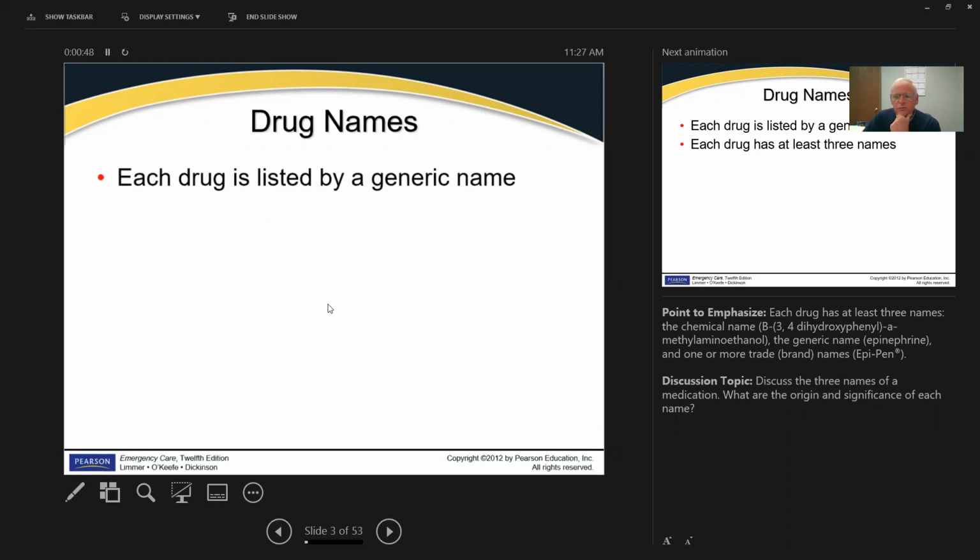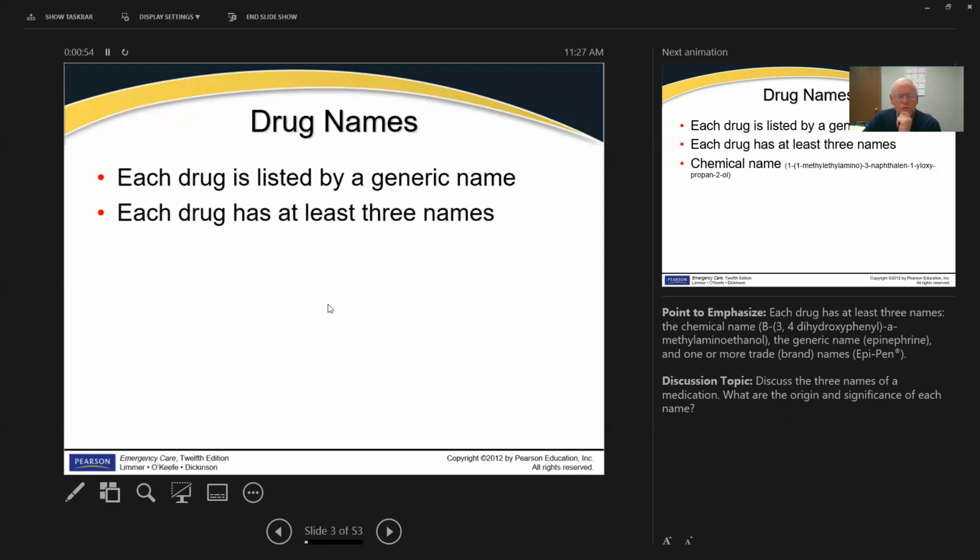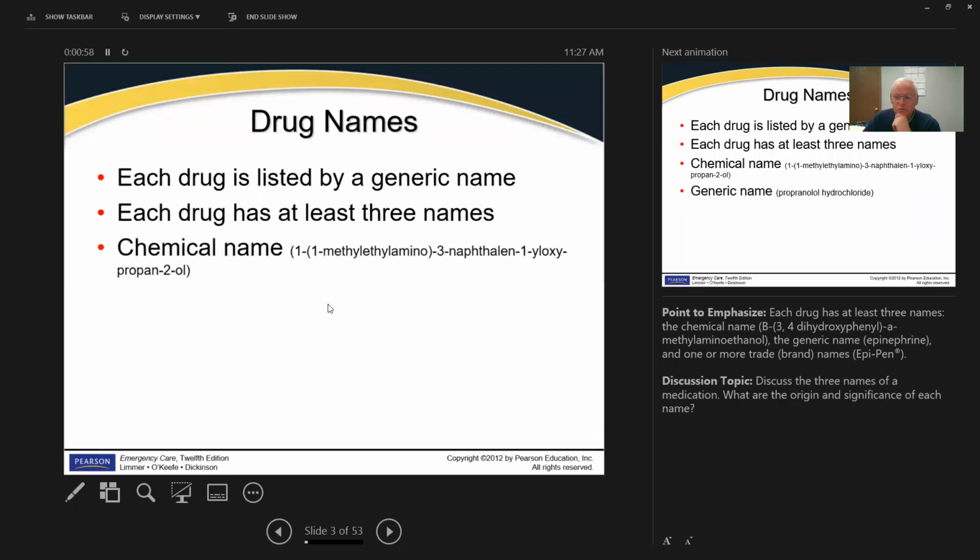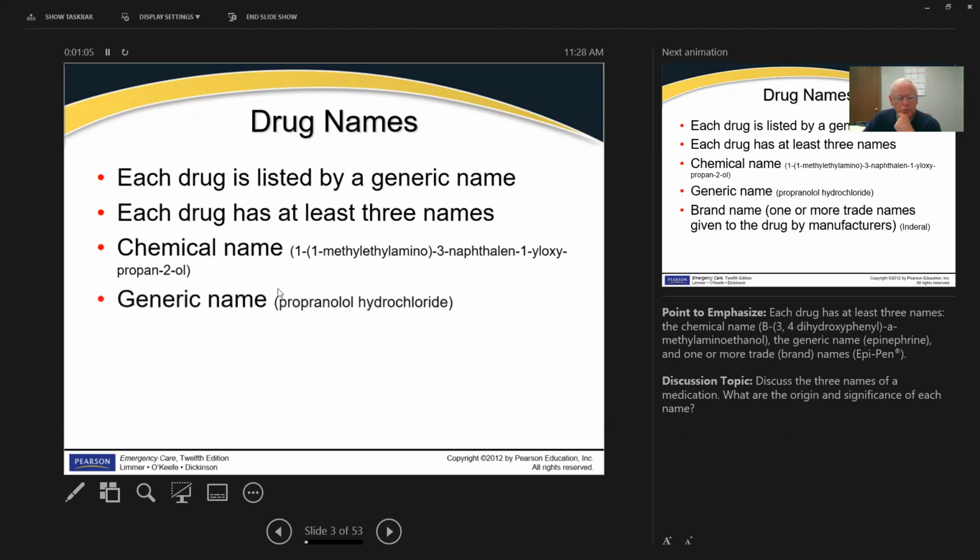There are several different names for drugs. There's a generic name. There's also very specific names, for example, the chemical name, which nobody uses except chemists, I guess. But the generic name is pretty common. So here's one, it's called propranolol. And it's a beta blocker, which slows the heart and makes the heart pump a little more effectively. A lot of people are on beta blockers.